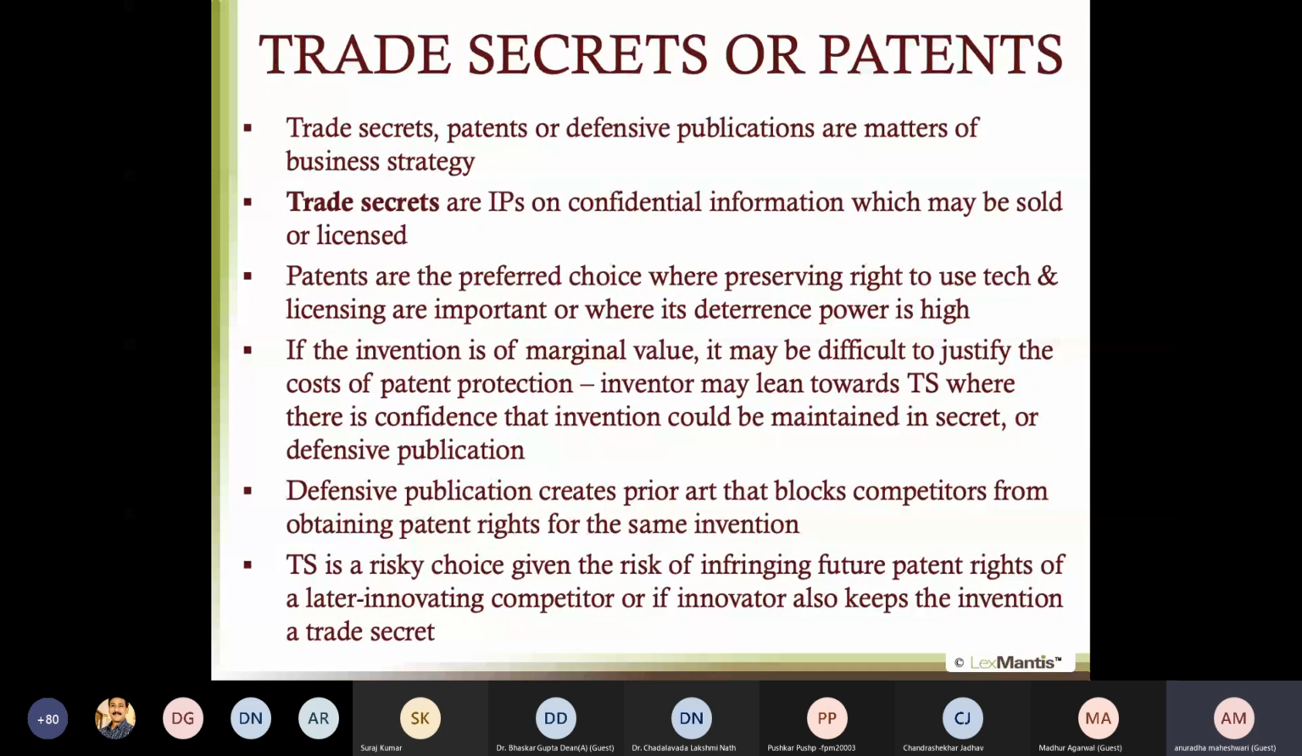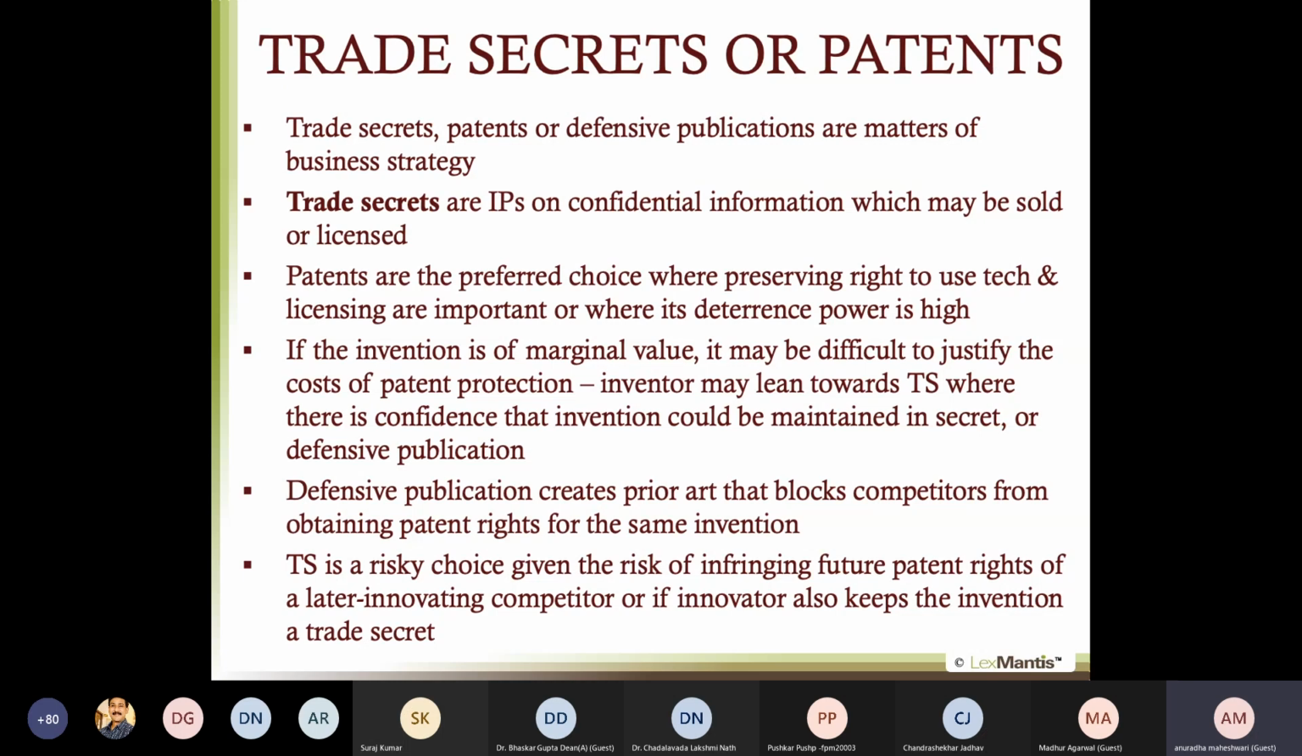in for trade secrets. So if the invention is of low value or a medium low value, then probably better to go in for trade secrets. But if the invention is of high value, high degree of investments on that invention, then it is very important for the inventors to get the invention patented.